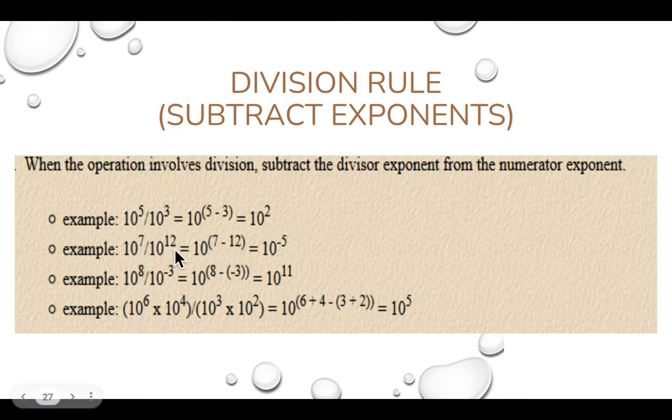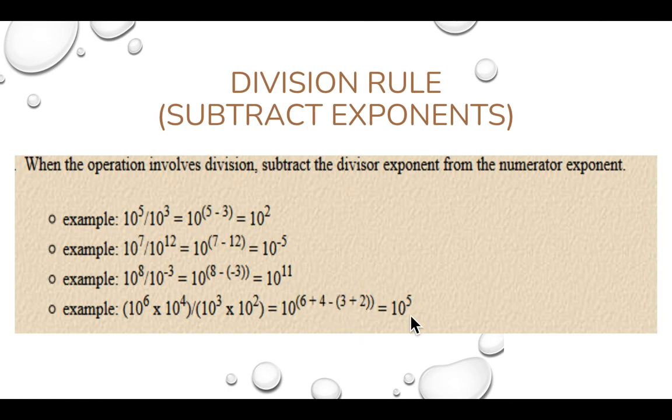Here's 7 and 12, so 7 minus 12 would be 10 to the negative 5th. 8 and negative 3, be careful because you're subtracting a negative, so it's 8 minus a negative 3 would be 10 to the 11th. And if you have the multiplication on top and on the bottom, you'll do what's inside the parentheses first, so it's basically 10 to the 10th divided by 10 to the 5th. You can see it here, would be 10 to the 5th.